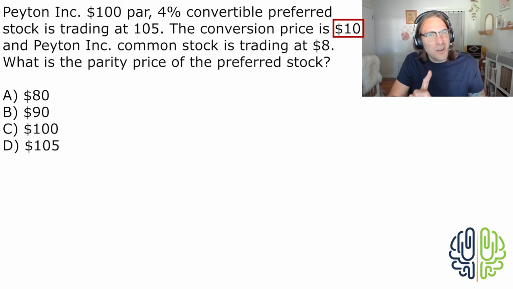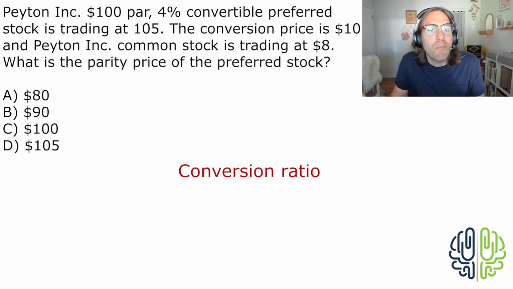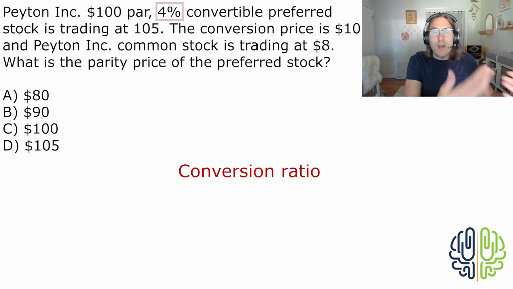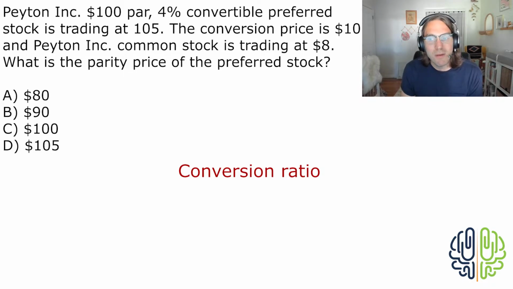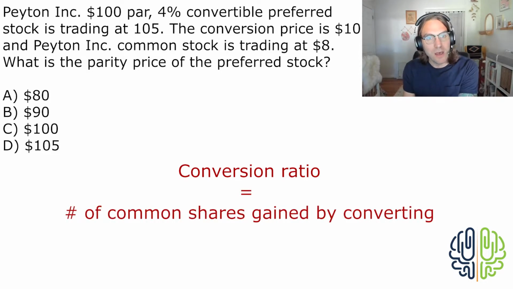And in fact, let's actually start with the conversion ratio first. The conversion ratio is arguably the most important aspect of any convertible question that you come across. If you know anything about a convertible security, it means that we have a security that's paying us dividends, in this case $4 in dividends every year, but we also have the ability at any point in time to call up our broker or maybe log in online and click a button, and magically this preferred stock will turn into a specific number of shares of common stock in the same company.